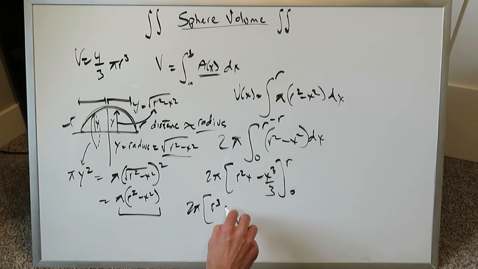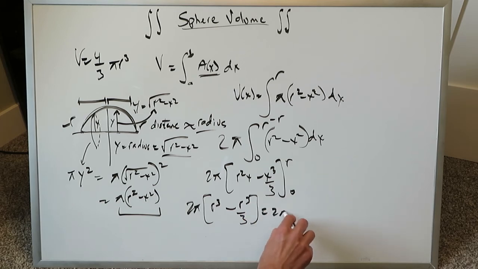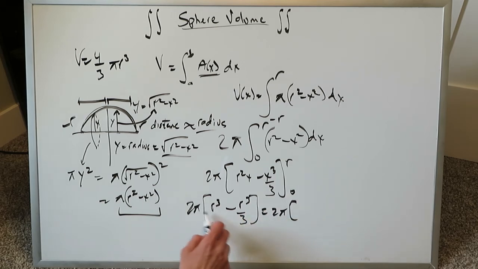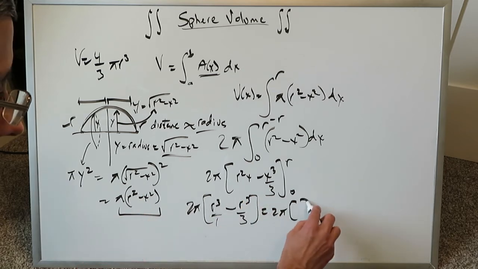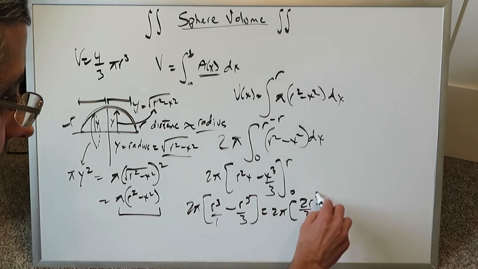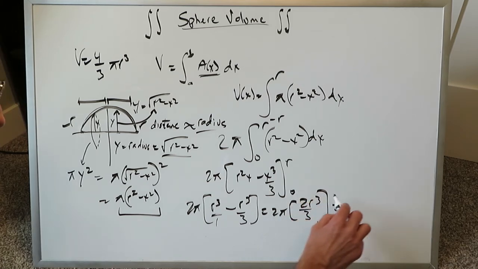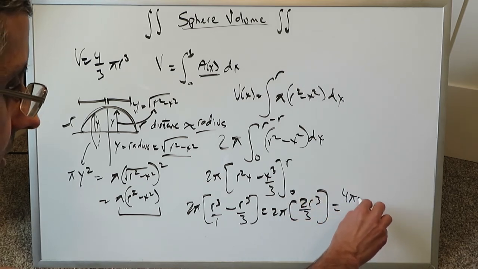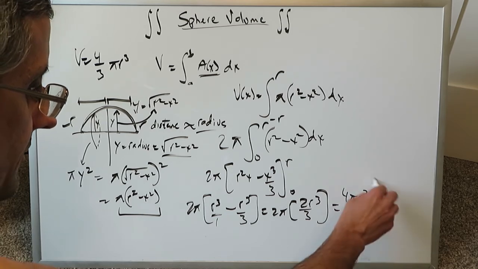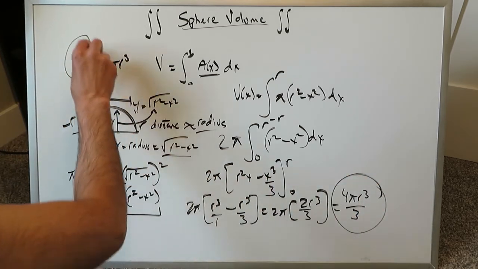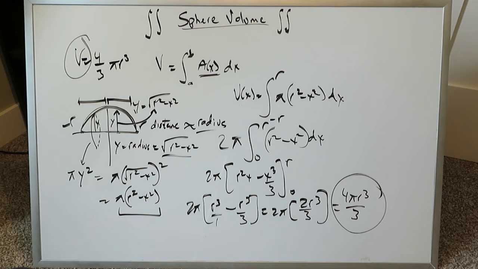You have r cubed minus r cubed over 3. Do this simple fraction algebra right here. Common denominator, you have 3r cubed minus r cubed, which is 2r cubed. You have 2r cubed over 3. You open this up: 2 times 2 is 4, times r cubed times pi is 4 pi r cubed over 3. And this right here represents the volume of a sphere, which is what you wanted all along.